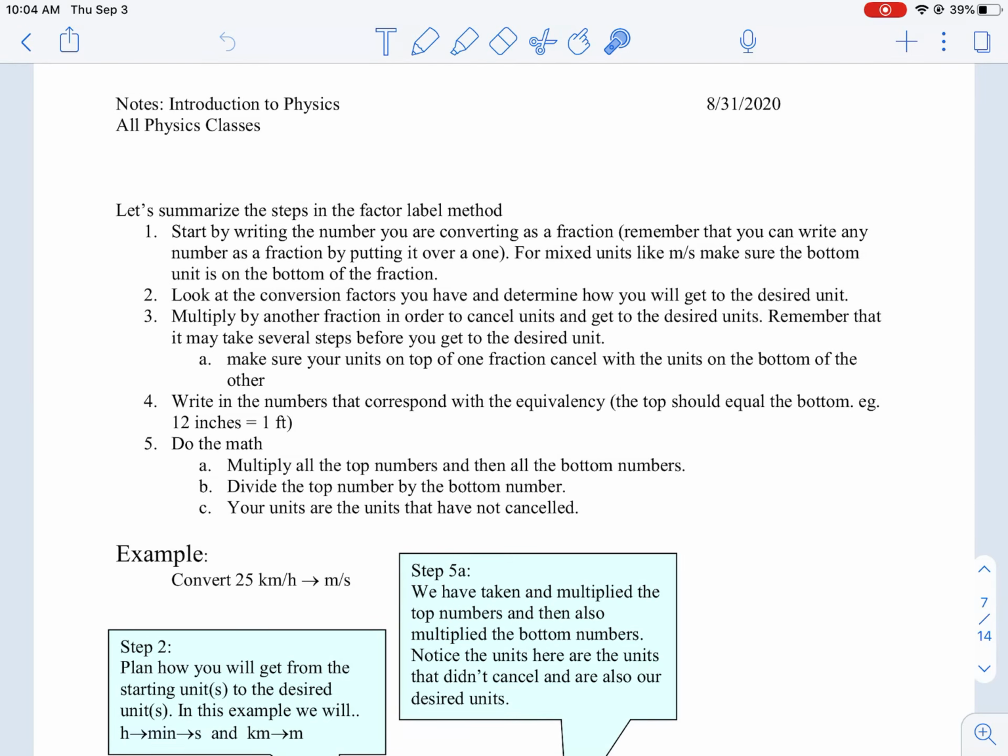Hey there, class. What I'd like to do here today is take a look at the factor label method that we've been looking at and boil it down into more or less two questions that you can ask to know if you're on the right track. So certainly we've talked about these different steps, and these give us some good guidance to start the whole process out. And if you still need these, that's great.